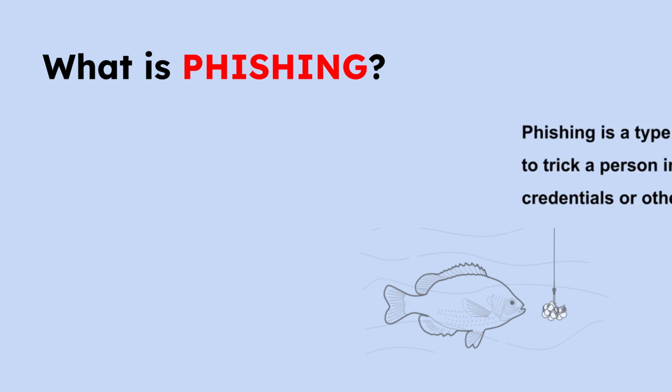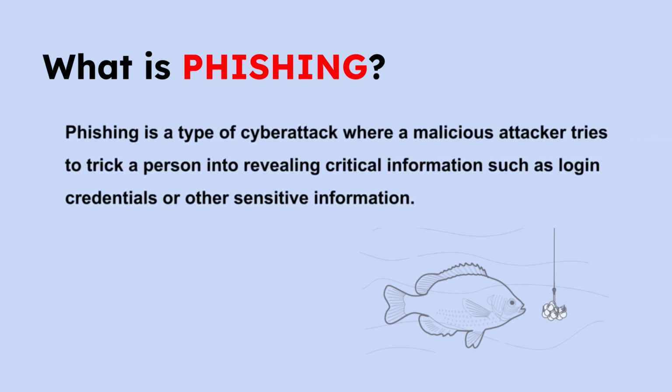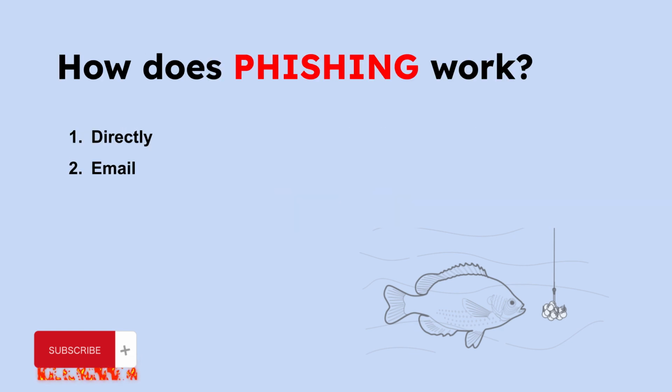So, what is phishing? Phishing is a type of cyber attack where a malicious attacker tries to trick a person into revealing critical information such as login credentials or other sensitive information. Now, phishing can happen in a number of ways. Attackers use many means to achieve this attack.